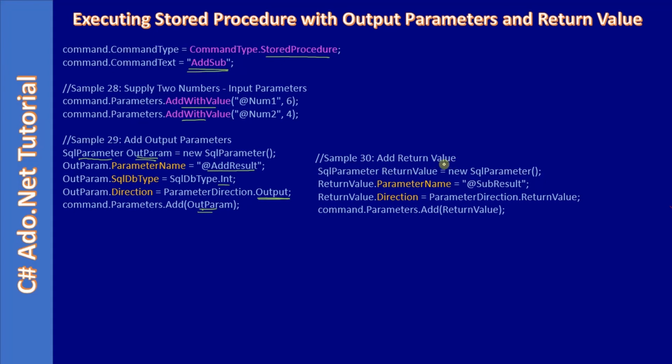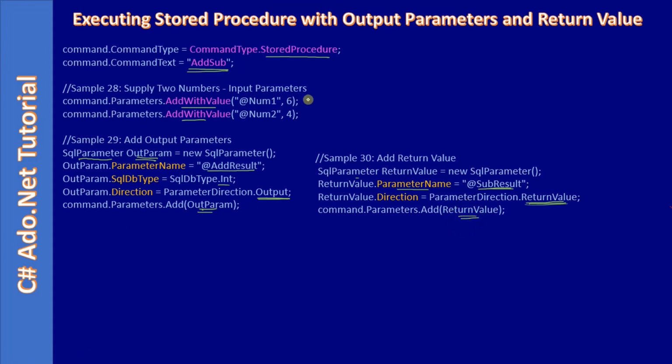Next, add return value. In ADO.NET, the return value is also considered a parameter in the parameter collection. So here we create a SqlParameter, then specify the parameter name as sub result, and the direction as return value. Then with command.parameters, we add the return value to the collection in the same way.